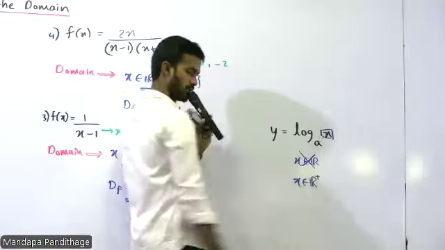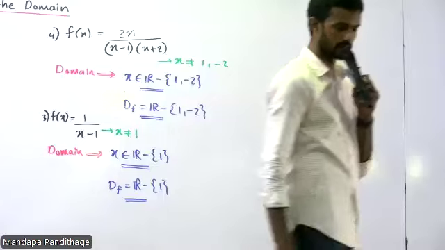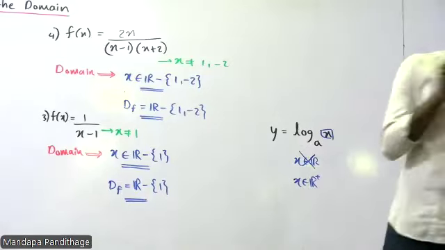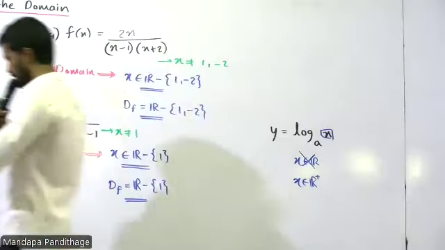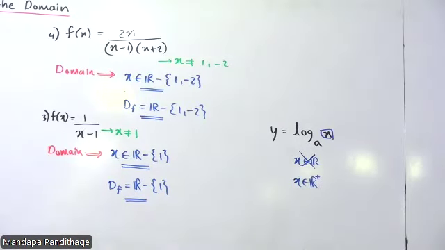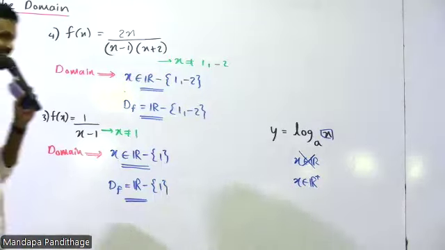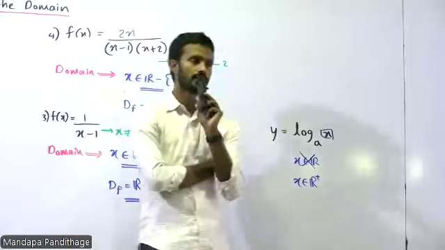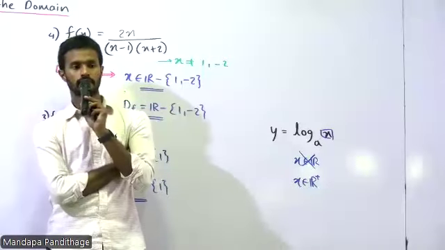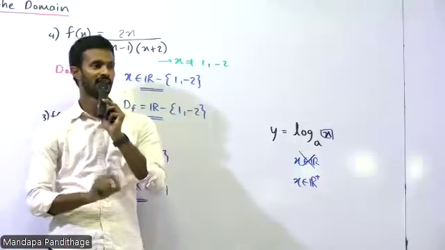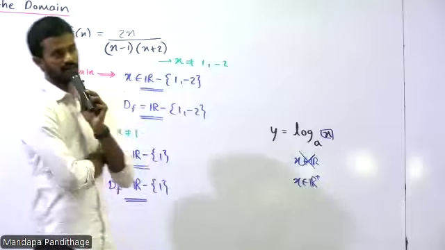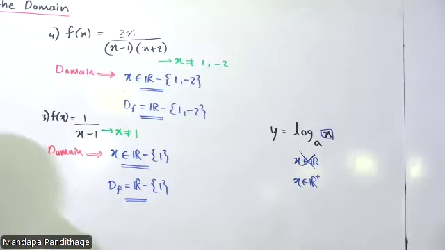So where did I stop? If there is no denominator or square root in the function, mostly, write in a black pen, the domain is the entire real number set.